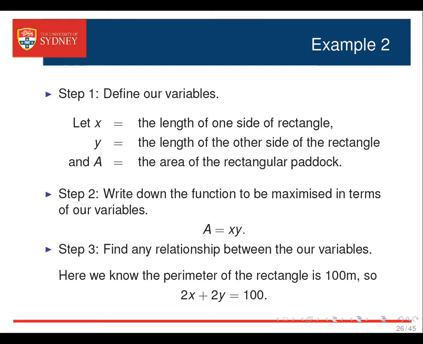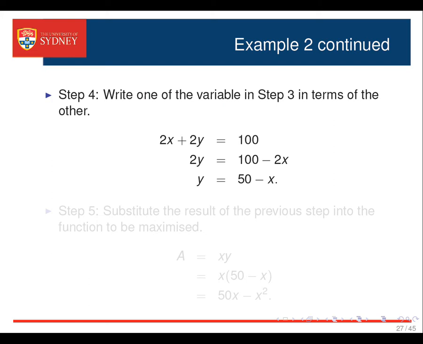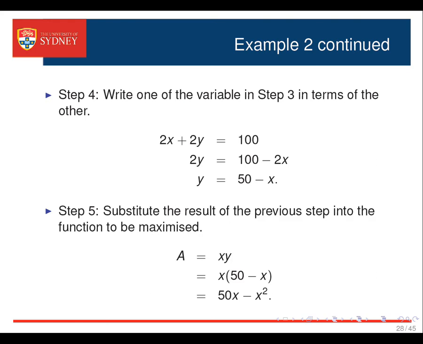In the next step, we can write any constraints for our variables. Here, we know the fencing has to be 100 meters, so the perimeter of the rectangle, given by 2x plus 2y, should be equal to 100. Rearranging the equation in the last step, we find that y is equal to 50 minus x. Then we can substitute this into a, so we have a equals 50x minus x squared. Now the function a is in terms of one variable only.